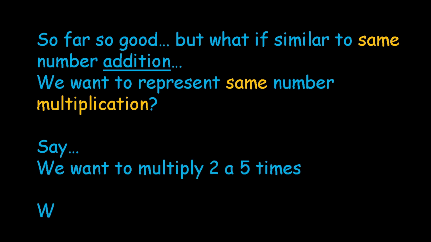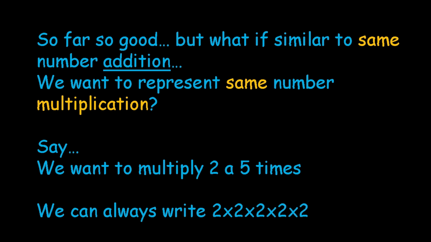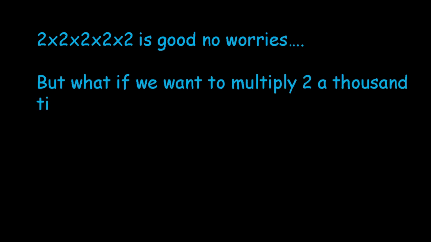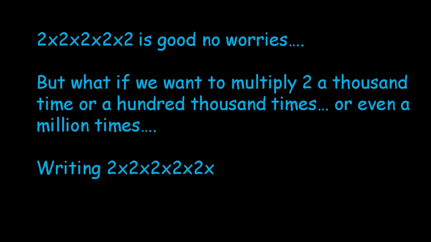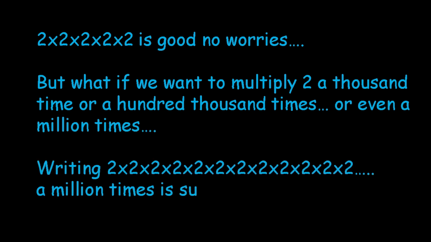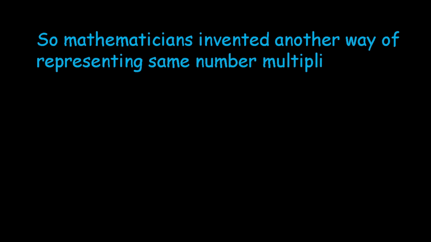We can always write 2 times 2 times 2 times 2 times 2. Well, 2 times 2 times 2 times 2 is a good notation, no worries. But what if we want to multiply 2 1,000 times, or 100,000 times, or even 1,000,000 times? Writing 2 times 2 times 2 1,000,000 times is surely not convenient. So mathematicians invented another way of representing same number multiplication.